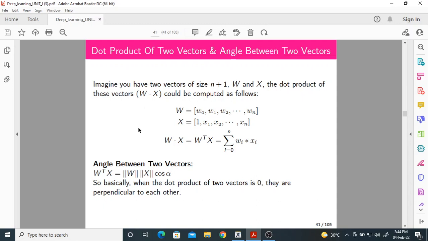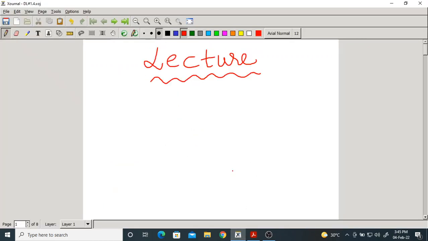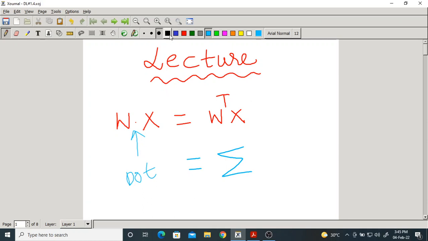Now, before proceeding further, let us discuss what a dot product is and what the angle between any two vectors is. So I have taken two vectors, something like this, vector w and vector x. This can be written as w transpose into x. Remember, this is the dot product. Now this will be the same as the summation, i equal to 0 to n, of wi into xi. This is the dot product of any two vectors.